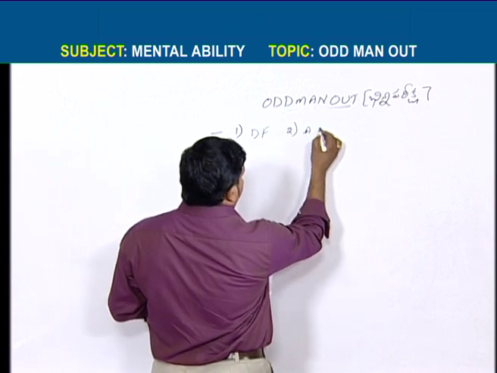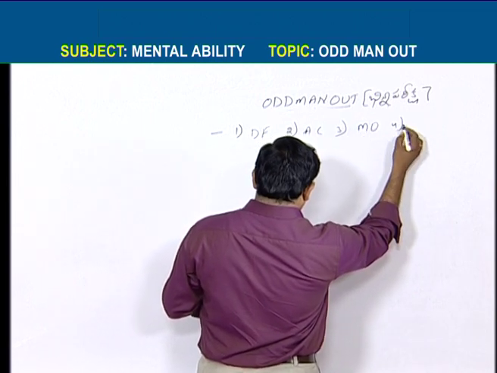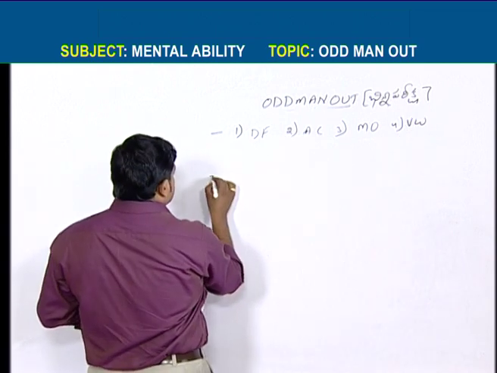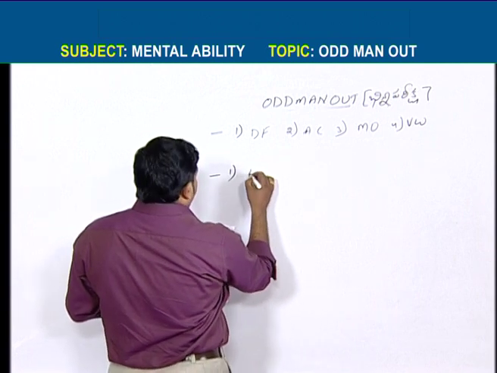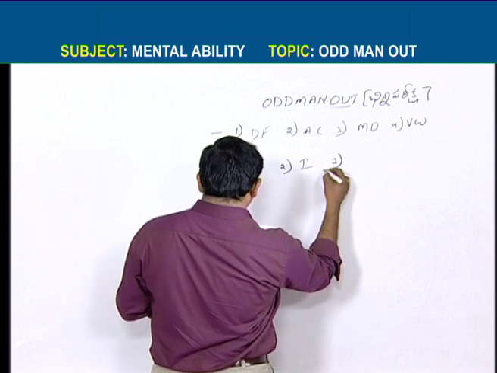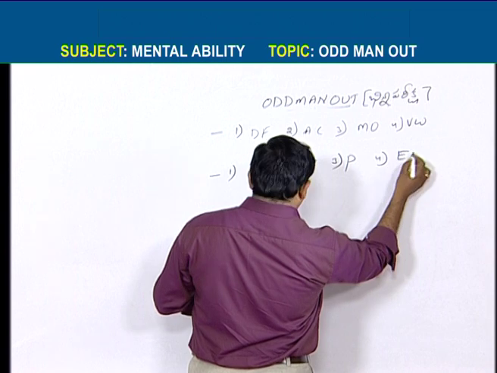Second option is AC. Third option is MO. Whereas fourth option is VW. Okay. Next question. First option is A. Second option is I. Third option is P. Fourth option is E.